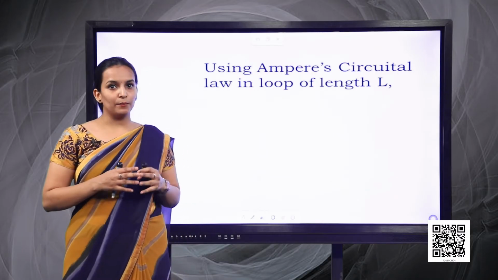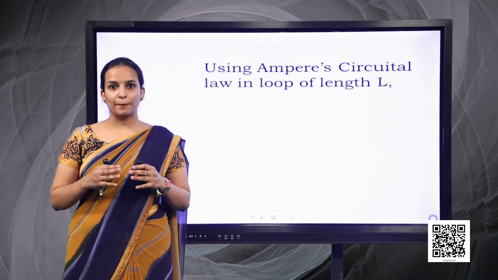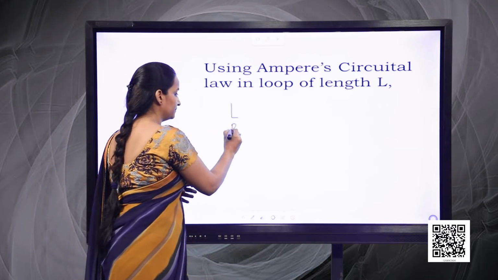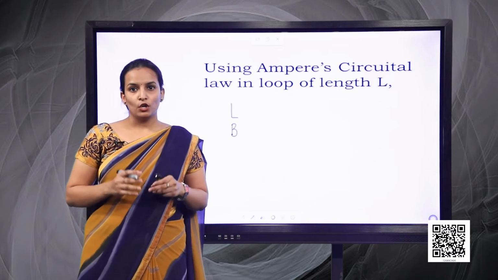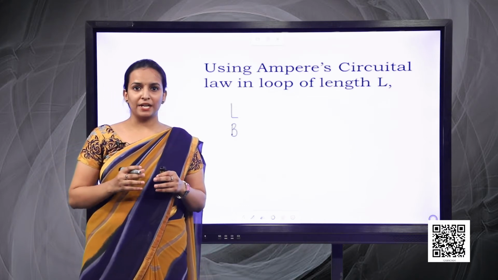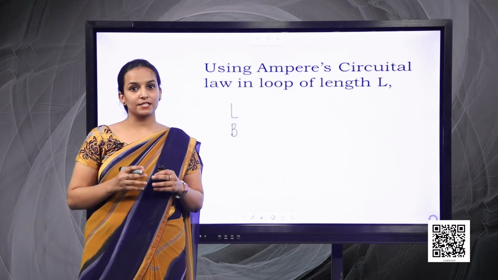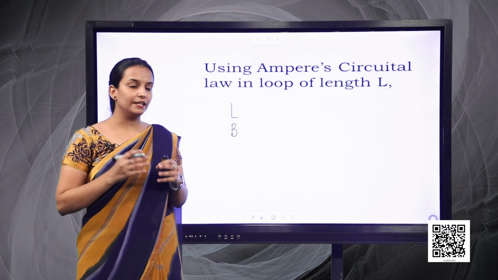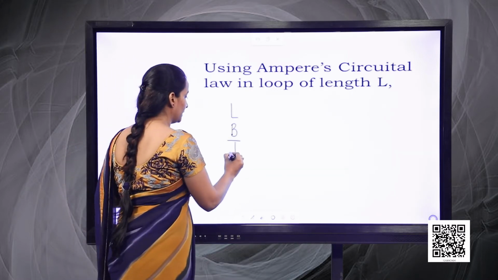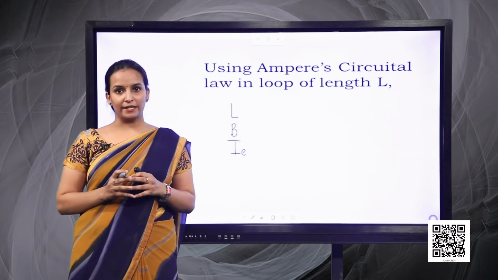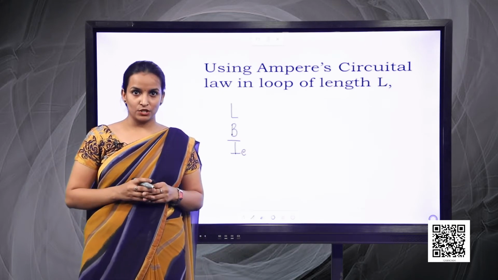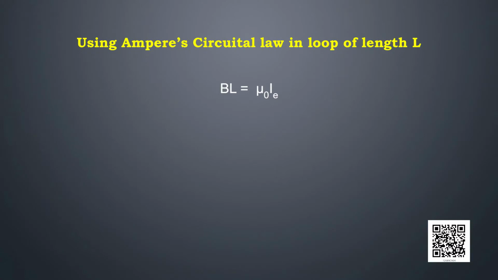Consider L to be the length of the loop for which B is tangential. Then what will be the angle between B and dl? Well, yes, it is 0 because both are tangential. Ie is the current enclosed by the loop. Then on using Ampere's Circuital law, we get BL equals mu naught Ie.